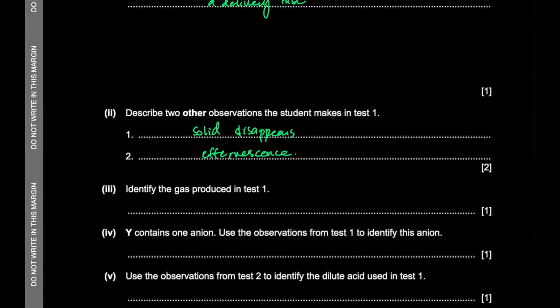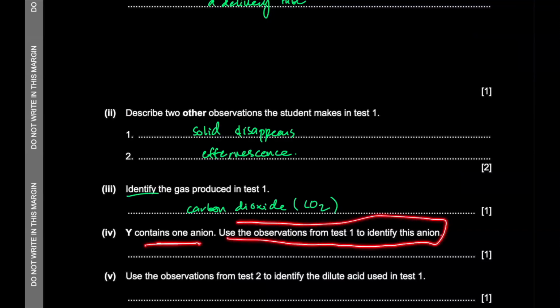Identify the gas produced in test 1. We've already done that. It's carbon dioxide. When it says identify, you can name it or give the formula. Y contains one anion. Use the observations from test 1 to identify this anion.